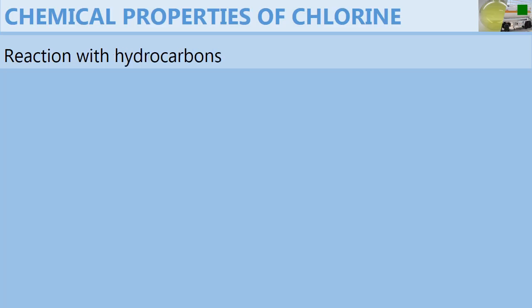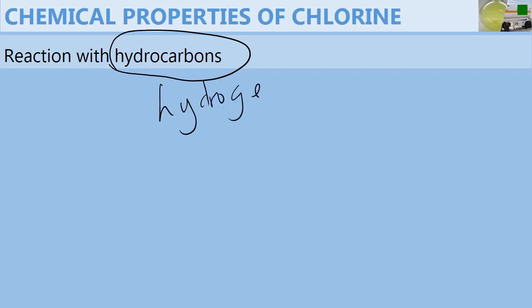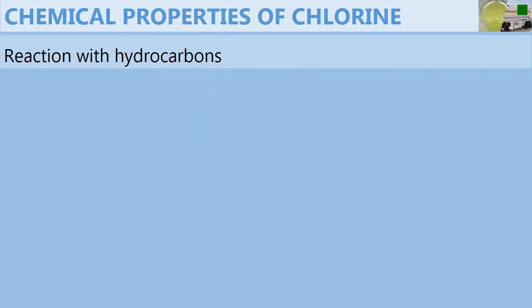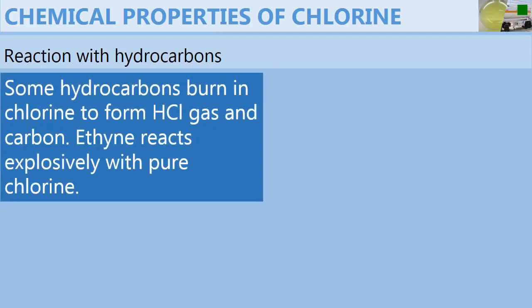Next we have the reaction of chlorine with hydrocarbons. Do you remember what hydrocarbons are? These are organic compounds that contain hydrogen and carbon. Some hydrocarbons burn in chlorine to form hydrogen chloride gas and carbon.